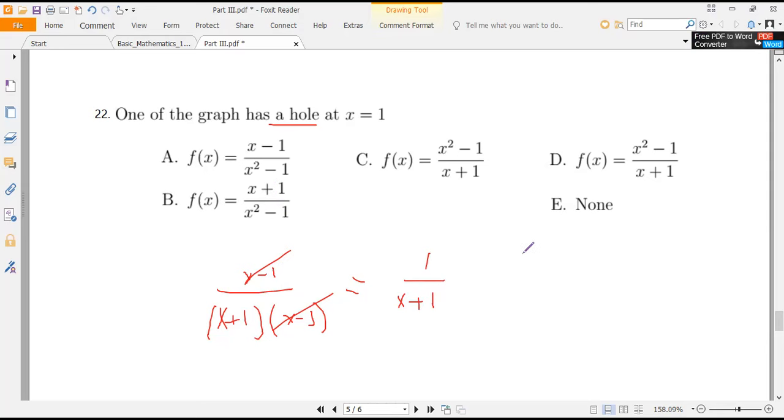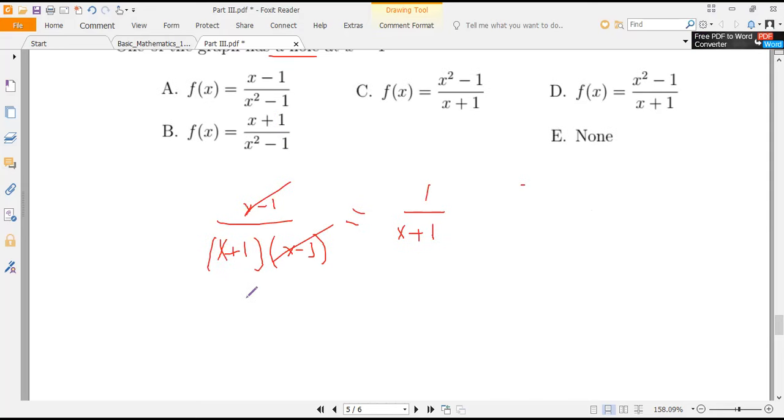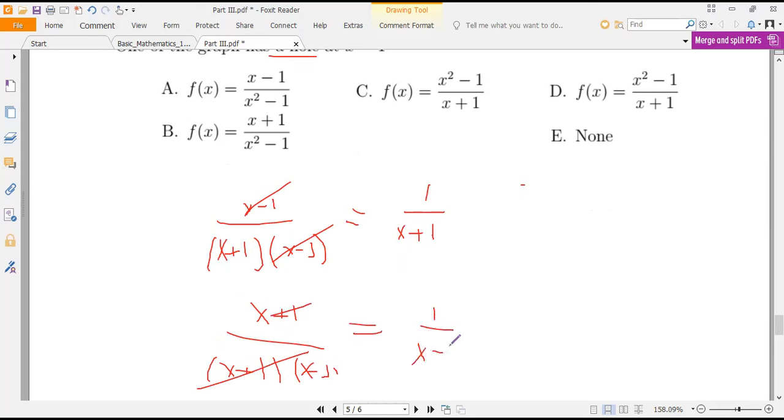Now question choice B: x plus 1 over x plus 1 times x minus 1. The x plus 1 is cancelled. What's left is 1 over x minus 1, but x equals minus 1 is a hole here.